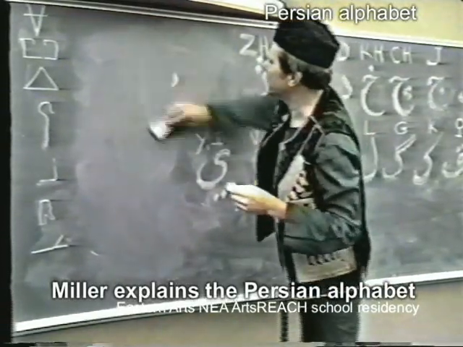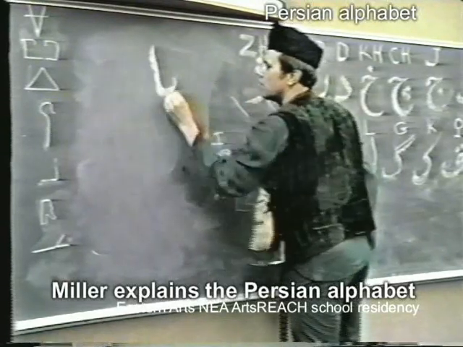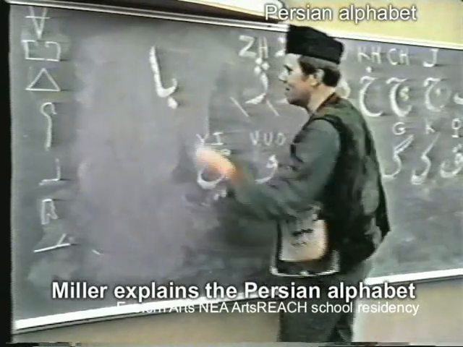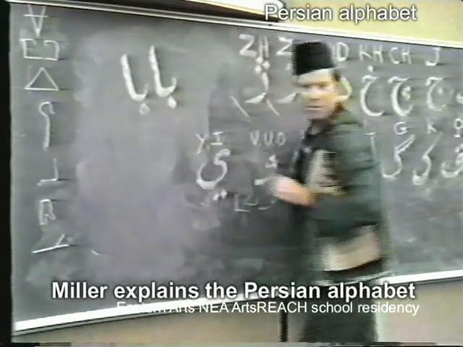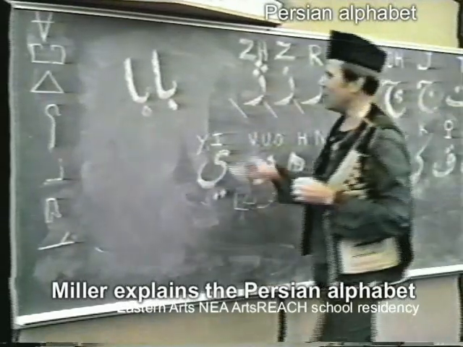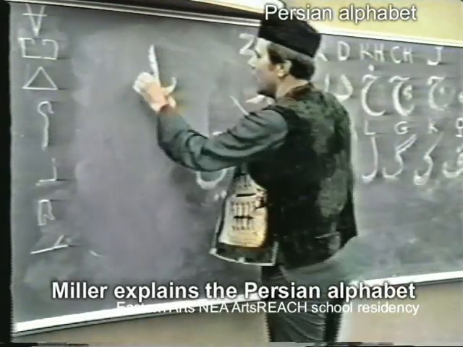If I put these together, what are we going to have? Ba. Who said that? I did. Okay, smart. What if we have two of them? Baba. And what does that mean? You know that. Dad. Okay, or Papa. Now we know what this is.